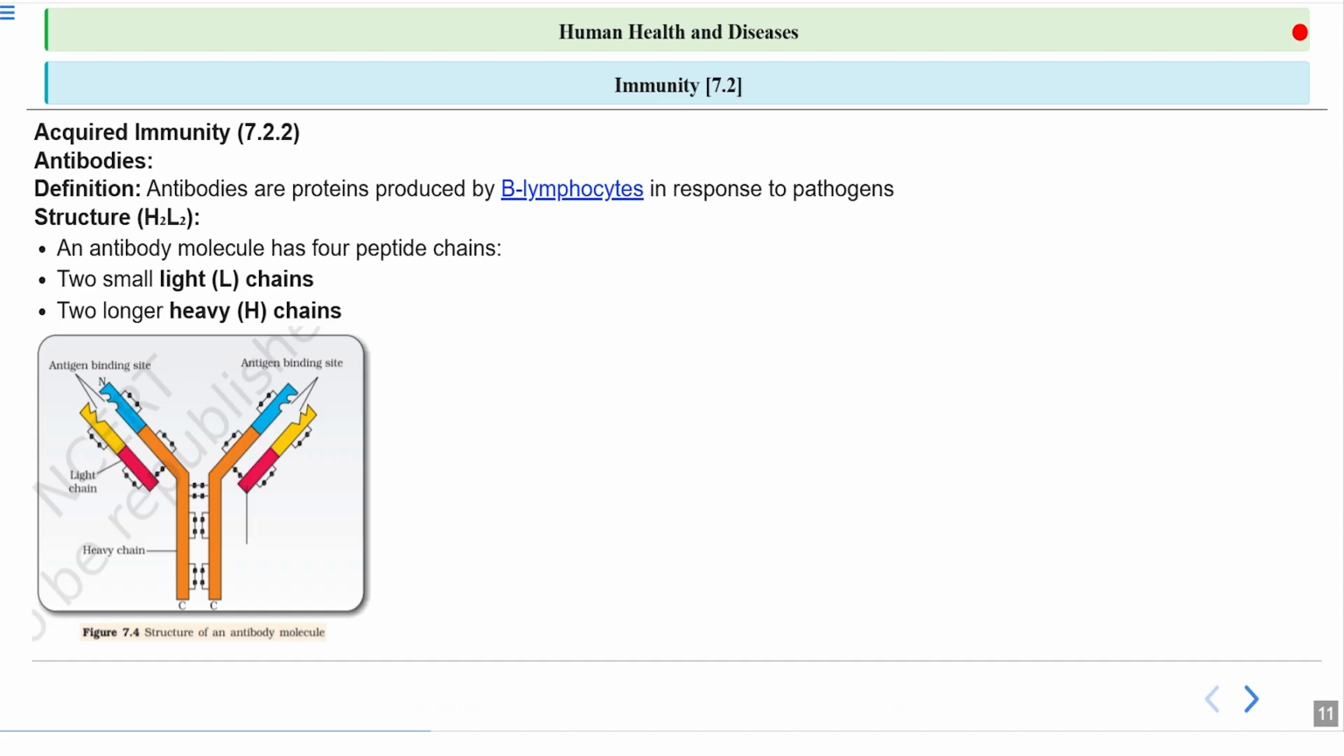Okay, so antigen binding sites are present at the tips, you can see, and these antigen binding sites are formed by the variable regions of both heavy and light chains. Remember this. Clear? So the variable region is the N terminal. There is a variable region and there is a constant region in these chains. The variable region forms the antigen binding site.